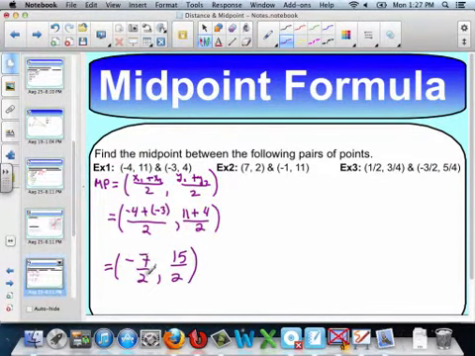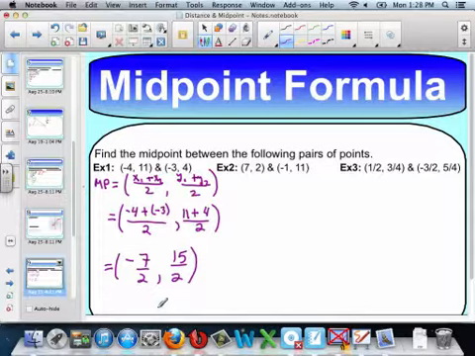Can 7 be divided by 2? Leave it alone. Can 15 be divided by 2? Leave it alone. Okay, can we reduce those fractions? Nope. So we leave your answers in reduced improper form. So always leave your answers in reduced improper form. Okay, any questions on that?